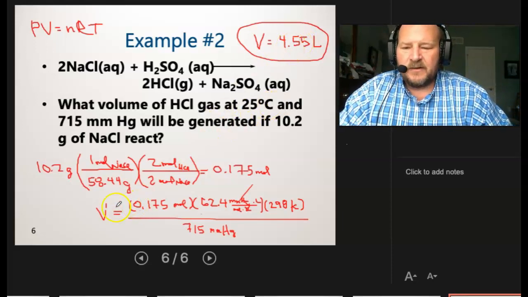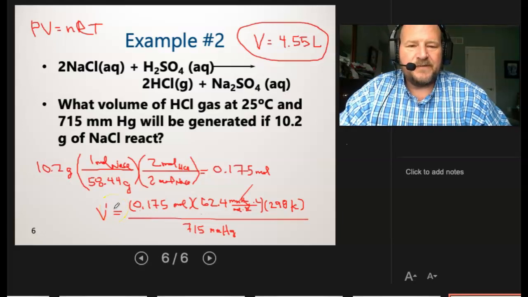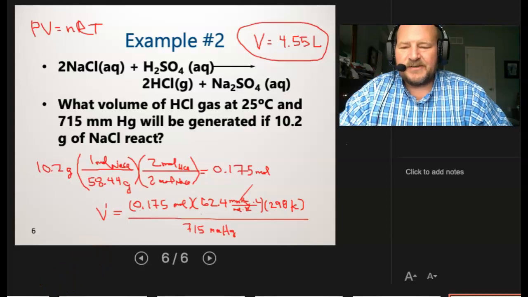All right. Well, best of luck. That does conclude this chapter. So next we're going to be moving into solutions. So that's it for gases. That's a wrap. All right. Talk to you soon.